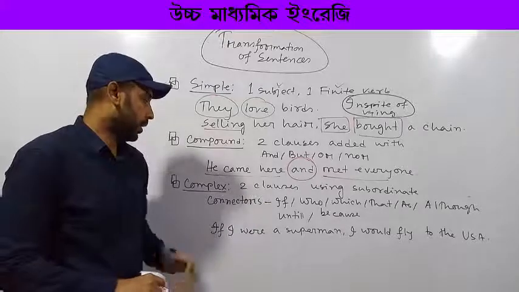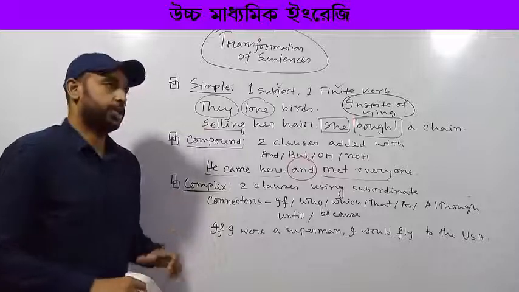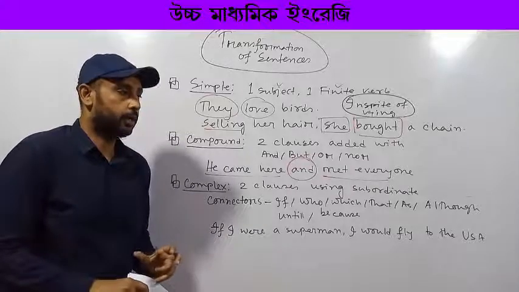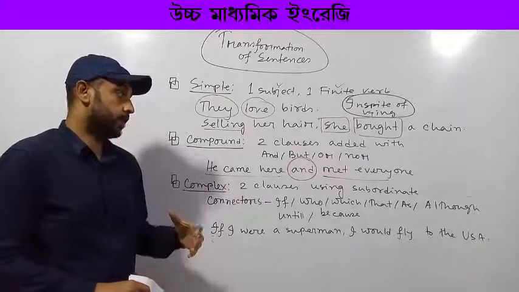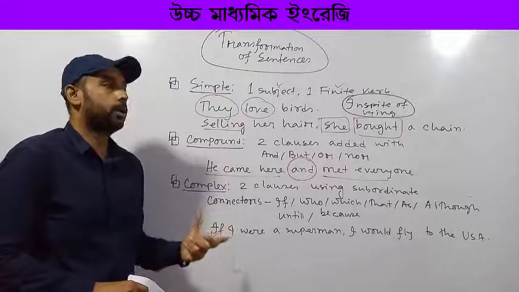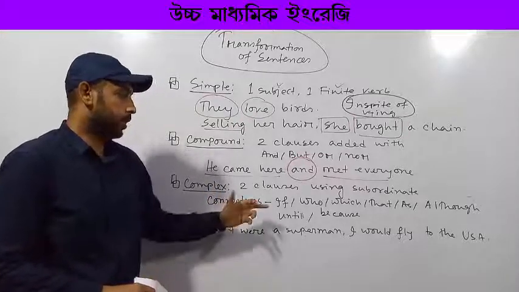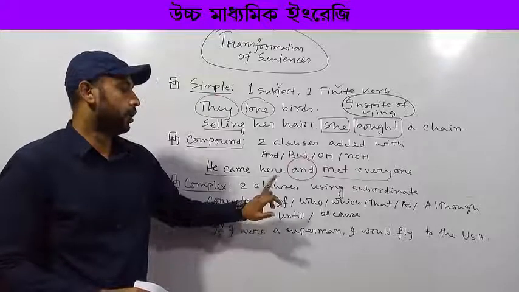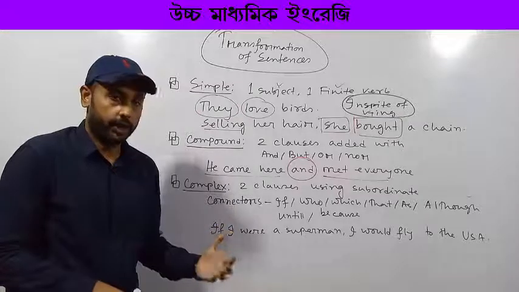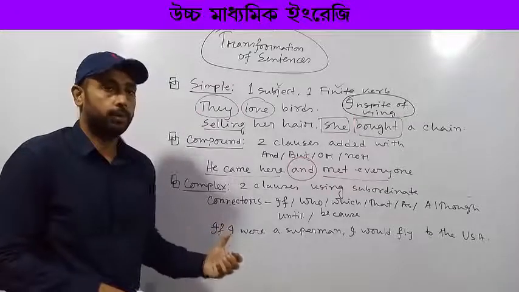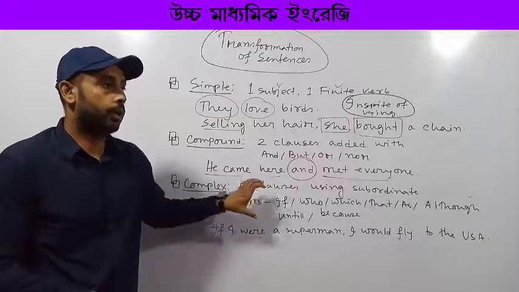And at last we want to discuss the features of a complex sentence. In a complex sentence there should be two clauses. One should be an independent clause and one should be a subordinate clause. And we should use some subordinate connectors to make a complex sentence. For example, we can use the connectors if, who, which, that, that means all types of relative pronouns, how, when, as, since, although, though, until, because. These are all indications of a complex sentence.